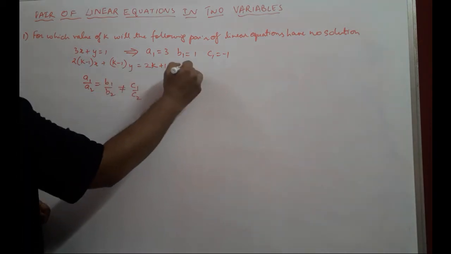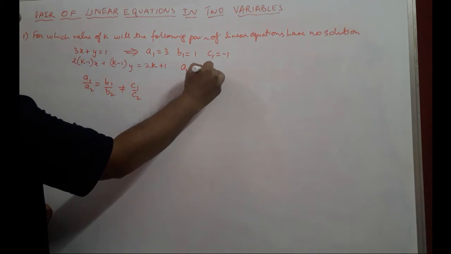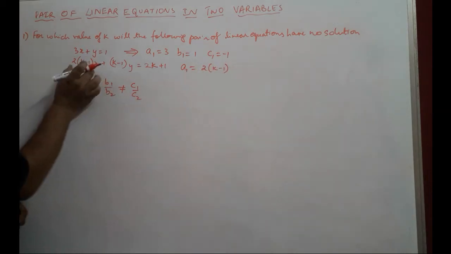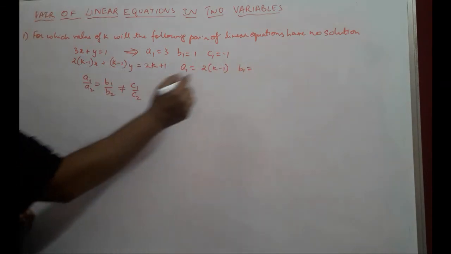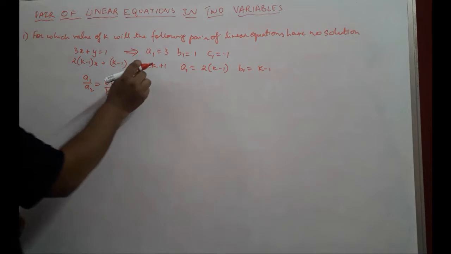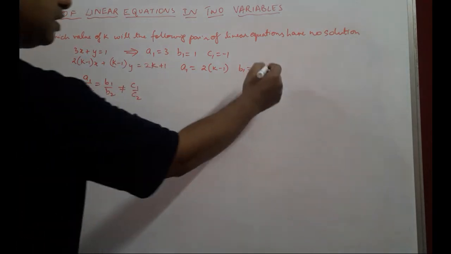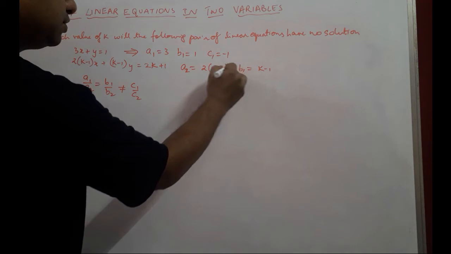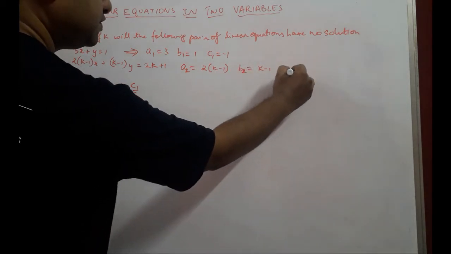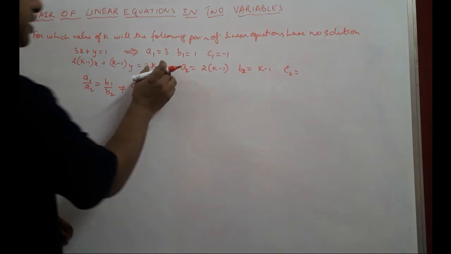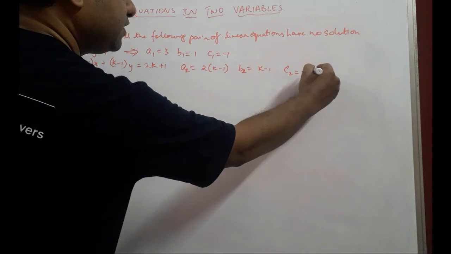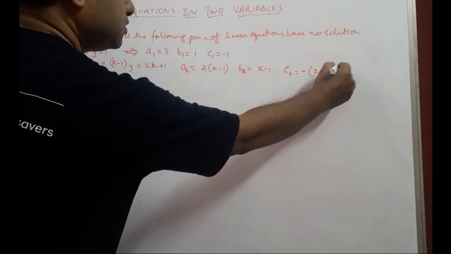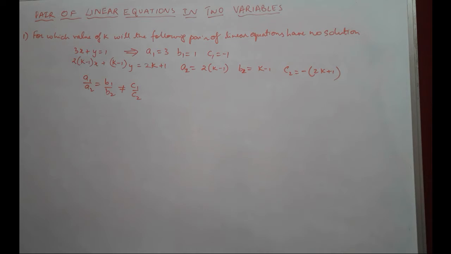In this case we have A1 equal to 2 into k minus 1. This entire thing becomes the coefficient of x. B1 will be equal to k minus 1, and C1 of course is the whole thing. C2, this is A2, B2 and you have C2, which is when 2k plus 1 comes on the left hand side, the whole thing becomes negative. So we'll put negative and we'll put this in the bracket 2k plus 1. So we have arrived at A1, B1, C1 and A2, B2 and C2.